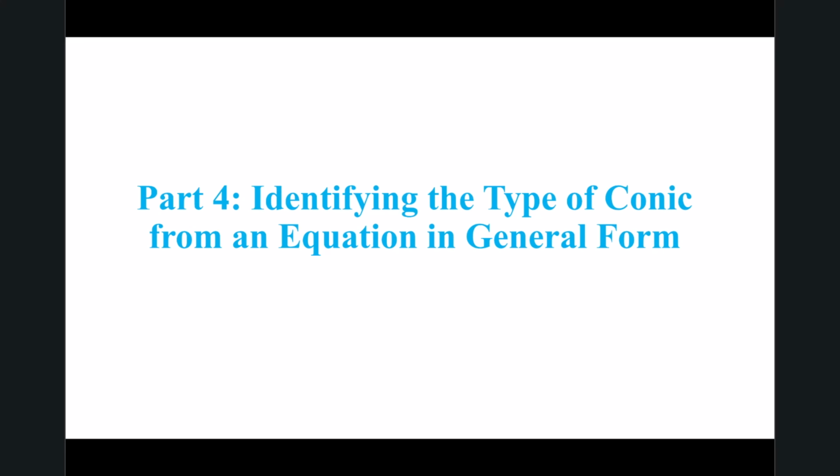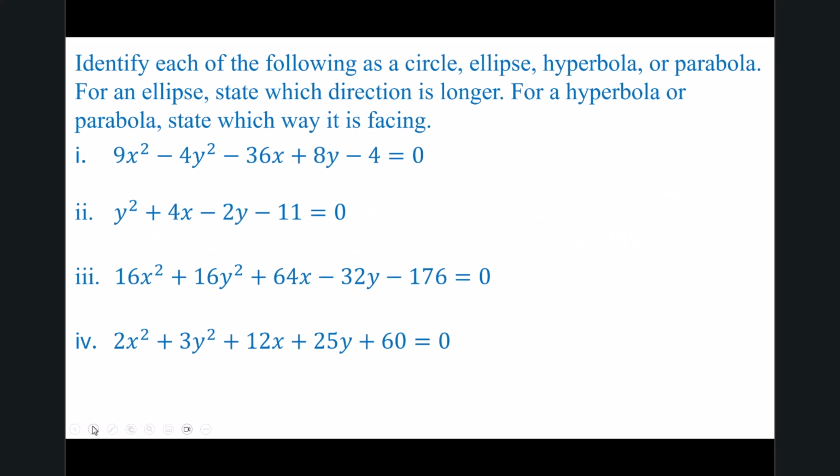Part 4, identifying the type of conic from an equation in general form. Identify each of the following as a circle, ellipse, hyperbola, or parabola. For an ellipse, state which direction is longer. For a hyperbola or parabola, state which way it is facing.